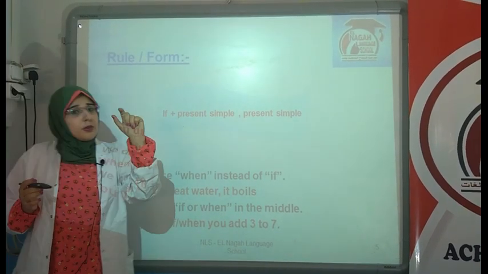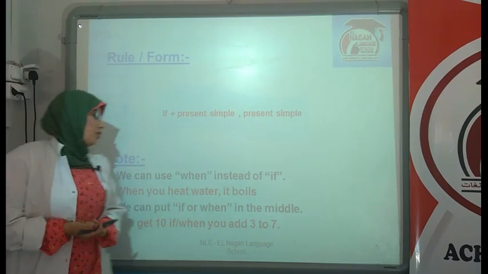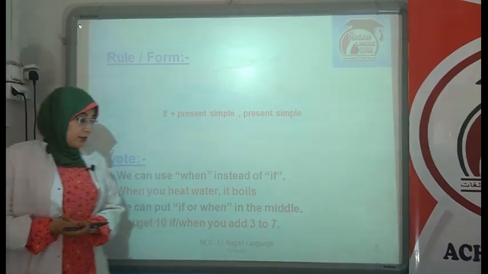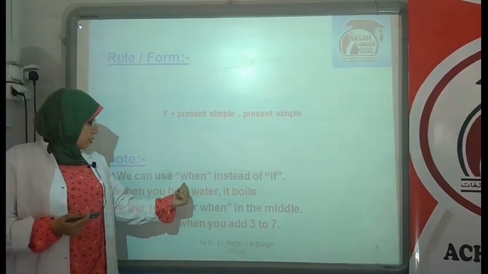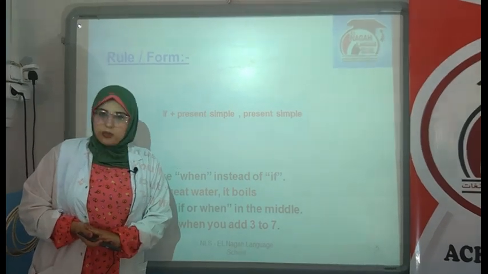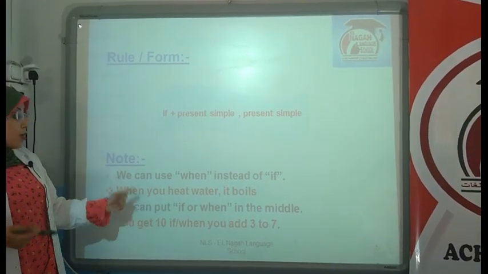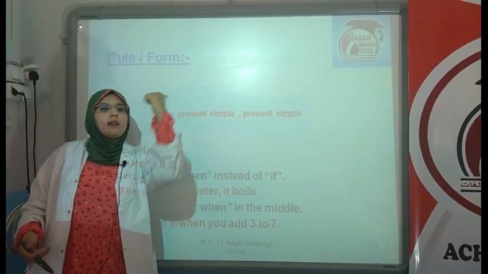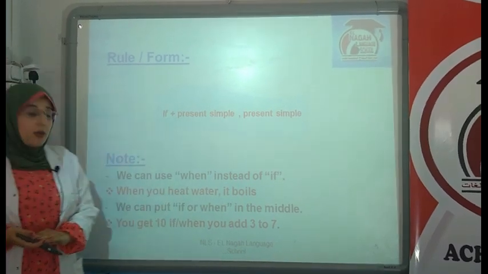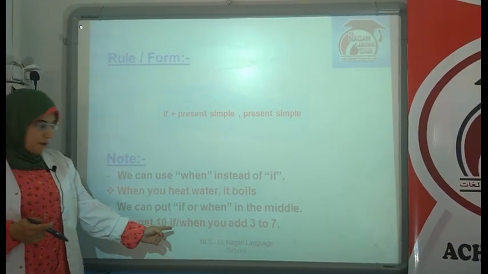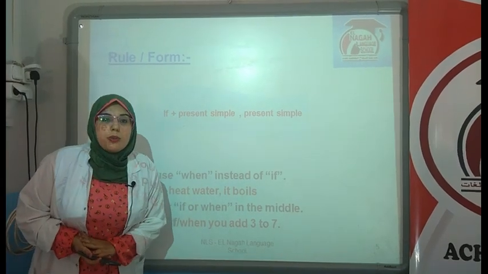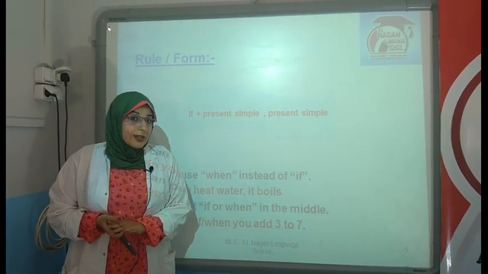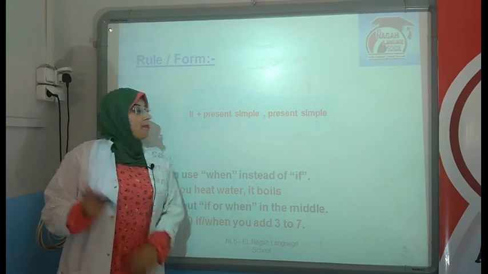Okay, there are some notes to bear in mind. We can use when instead of if. I can say, when you heat water, it boils. Scientific. We can also put if or when in the middle of the sentence instead of at the beginning: you get 10 if or when you add 3 to 7. That's all for 0 conditional. Do you get it? Yes. Okay, let's move on.